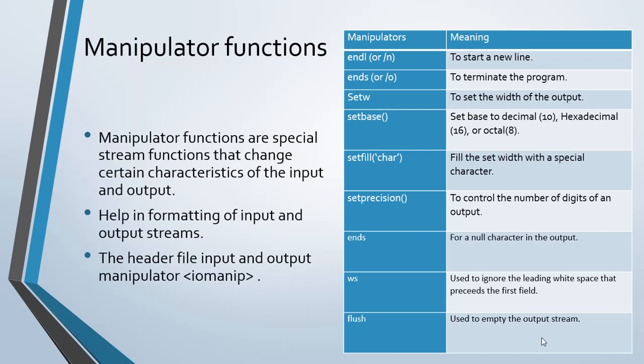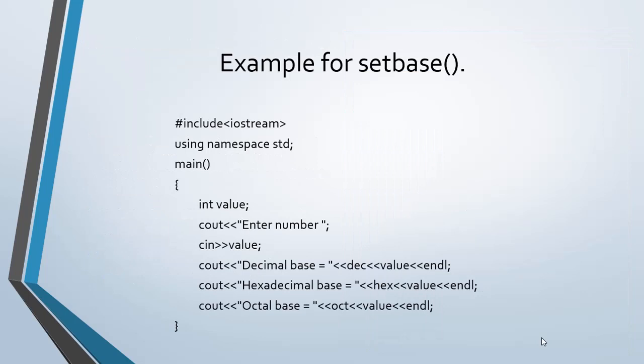Another manipulator is ws or white space. This is used to ignore the leading white space that precedes the first field. There is another manipulator flush which is used to empty the output buffer. Now let us look into some of the examples for the manipulators we have just discussed.